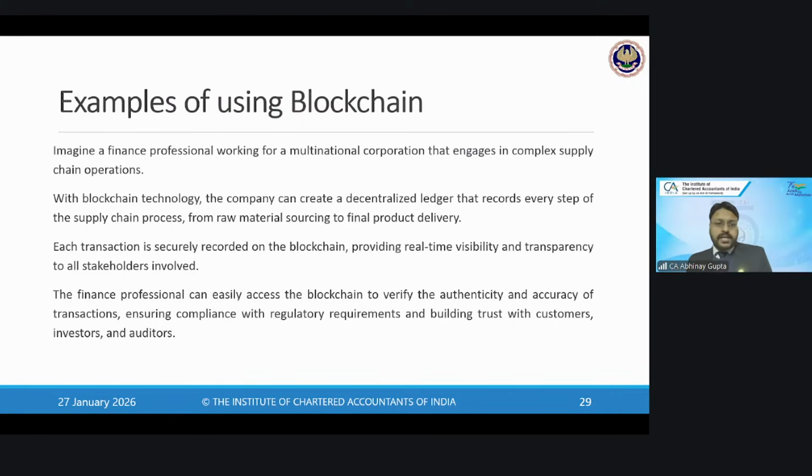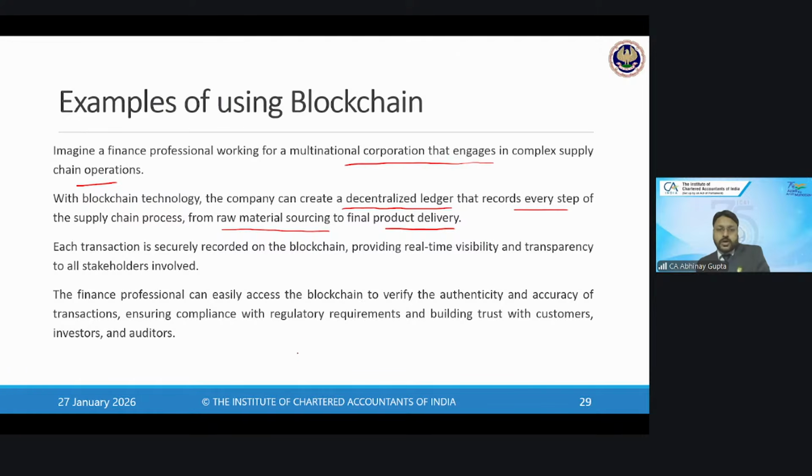Just imagine a finance professional working for a multinational corporation that engages in complex supply chain operations. With blockchain technology, the company can create a decentralized ledger that records every step of the supply chain process, starting from the raw material sourcing to the final product delivery to the customer, right? So blockchain can actually document the entire process from step one to the last step, that is purchasing the raw material, and till the final product delivery to the customer.